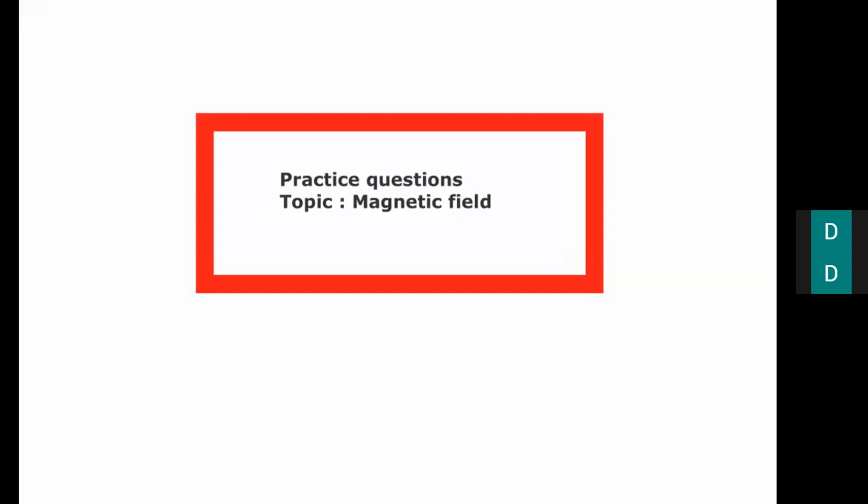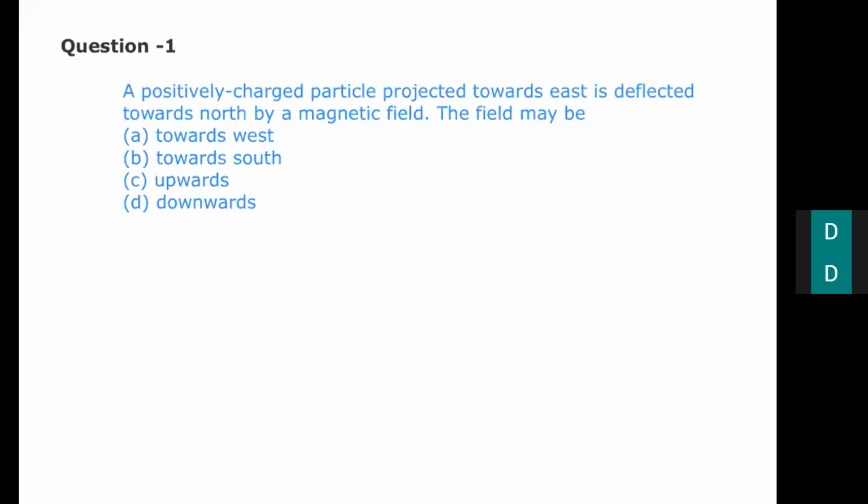Hi. So in this video, we are going to discuss some practice questions related to magnetic field, in reference to the previous videos in this playlist. We have a first question here. There is a positively charged particle which is projected towards east and is deflected towards north. Such questions have to be followed by some diagrams so as to understand them well.